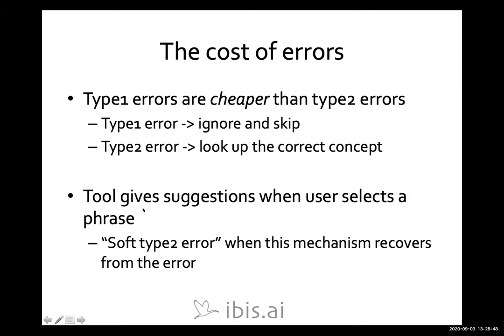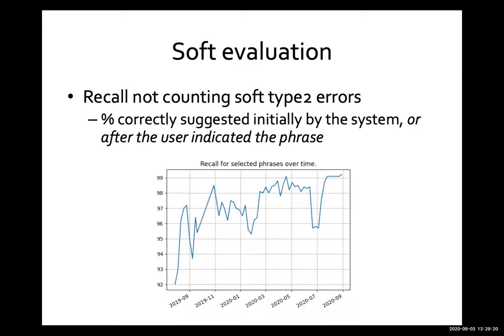Type 1 errors, so these precision errors, are much cheaper than type 2 errors, because all you have to do is ignore them and go to the next one in the list. While for type 2 errors, you need to look up the correct concept, possibly, as Wachter showed, using the search engine or maybe on the internet. And that's why we talk about soft type 2 errors: when you select a piece of text, it can still recover from the initial suggestion error.